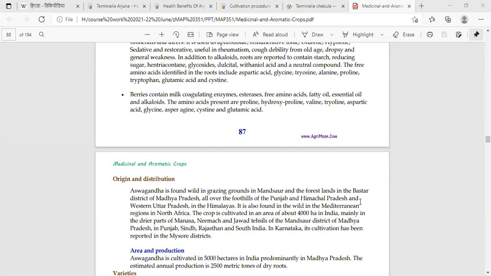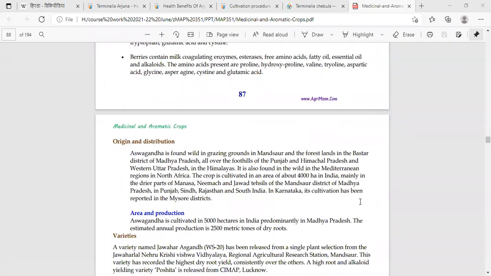Then the crop is cultivated in an area of about 4,000 hectares in India, mainly in the drier parts of Mandsaur, then Neemuch and the Jawad Tehsil of the Mandsaur district of Madhya Pradesh. So it is mainly found in Madhya Pradesh, then the range of UP, some parts of Punjab, Rajasthan. So most of the dry area has this plant. Then Punjab, Sindh, Rajasthan, and South India. In South India, in Karnataka, its cultivation has been reported in the Mysore district. So this is the distribution area where this plant can be found or cultivated.